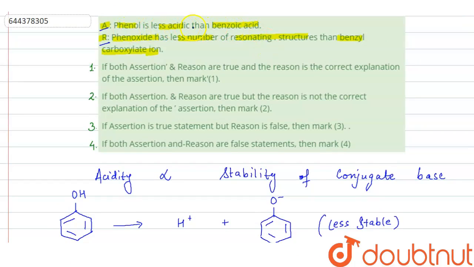So here it is given phenol is less acidic than benzoic acid. So this is true. In the reason it is given phenoxide ion has less number of resonating structures than benzyl carboxylate ion. So this is false, because benzyl carboxylate ion has fewer resonating structures. So here the correct option will be assertion true and reason false, and it is given in option 3. If assertion is a true statement but reason is false, then mark 3. Right, so here the correct option will be option 3. So option 3 is the answer.